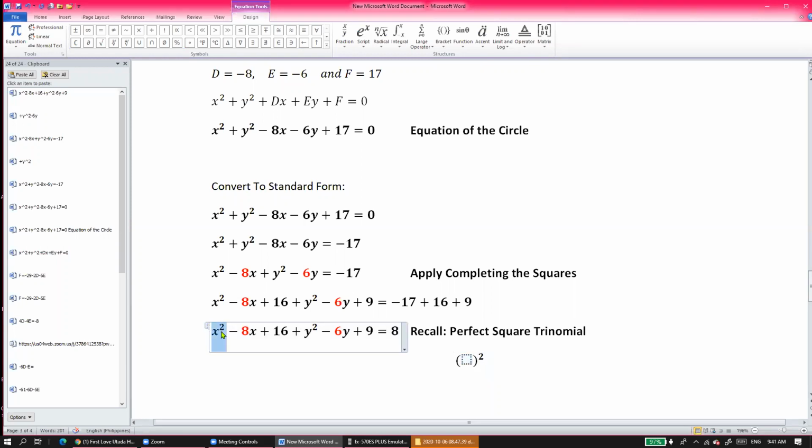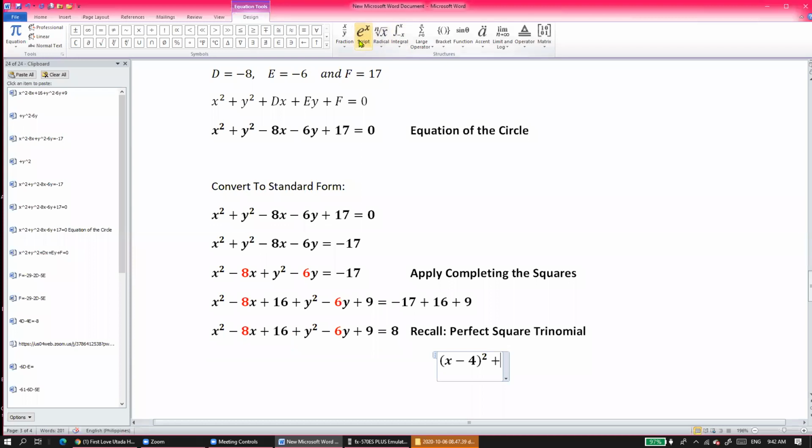What is the square root of x square? I'll type x. What is the middle sign of our trinomial? The middle sign is minus, so I'll use minus. What is the square root of 16? 4. So I'll type this. So we are okay with our first trinomial. Let us now proceed to our second trinomial. So I'll type plus, because the sign is plus. Then I will factor the y square minus 6y plus 9.